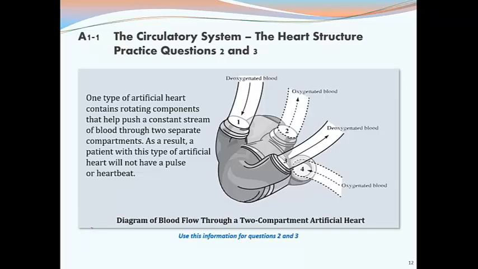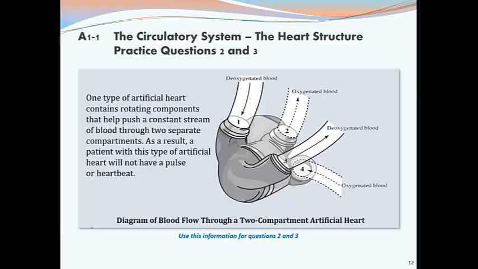So one type of artificial heart contains rotating components that help push a constant stream of blood through 2 separate compartments. As a result, a patient with this type of artificial heart will not have a pulse or a heartbeat. Now, the diagram of blood flow is shown to us here. So we see that deoxygenated blood enters in through 1. Then that deoxygenated blood looks like it's leaving 3. Then it comes back as oxygenated blood in 4. And then that oxygenated blood leaves the heart at number 2.